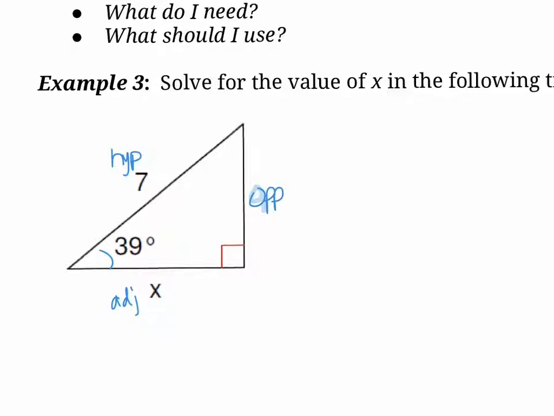And now for the list, make a list of what you have. What sides do I have? I have the hypotenuse. What else do I have? I have the angle, so I'm going to call it theta. Nothing else. But what do I need? Well, I don't need opposite, it doesn't ask me for that. I need adjacent.